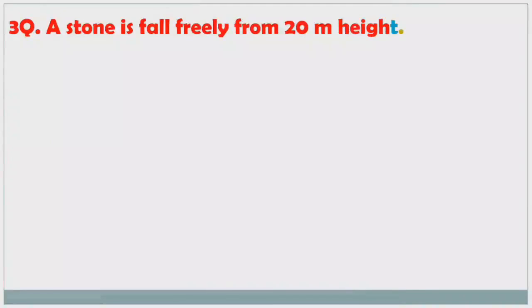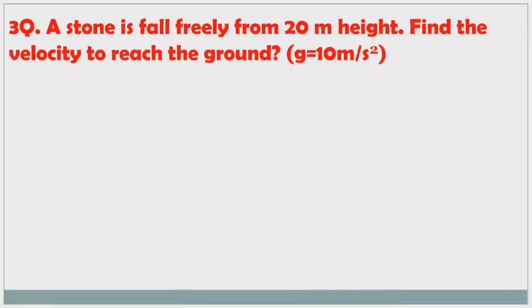Now we will see another problem. A stone is falling freely from 20 meters height. Find the velocity when it reaches the ground. Height is given, that is 20 meters. Here the g value is given, g is 10 meter per second square.